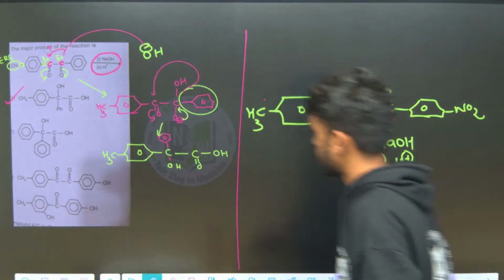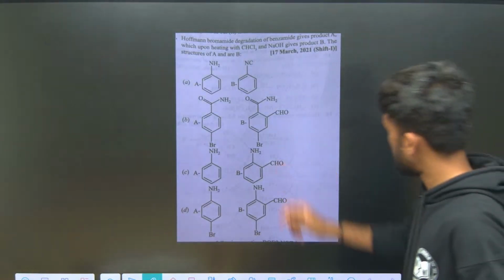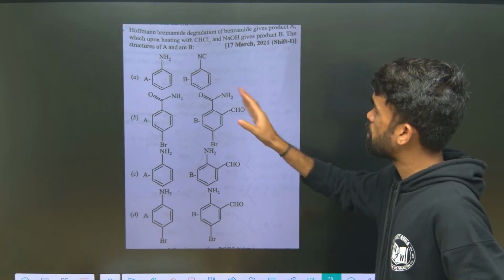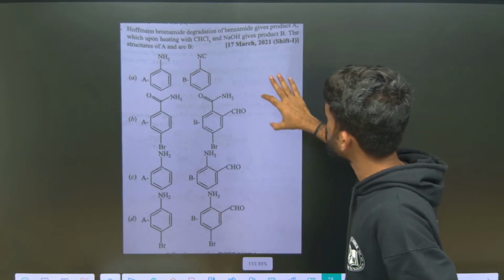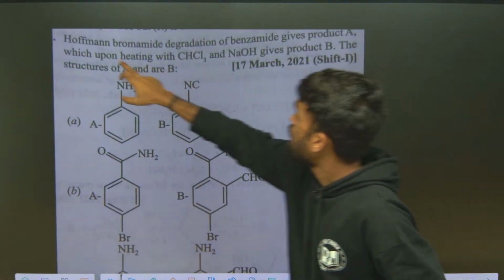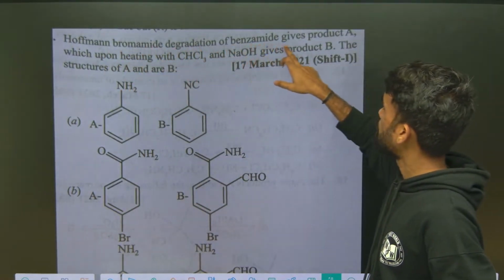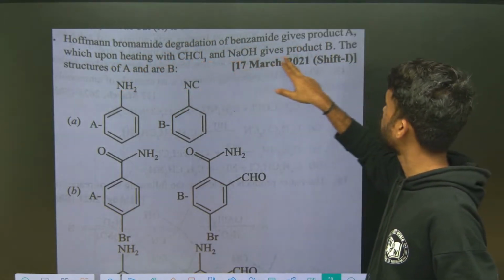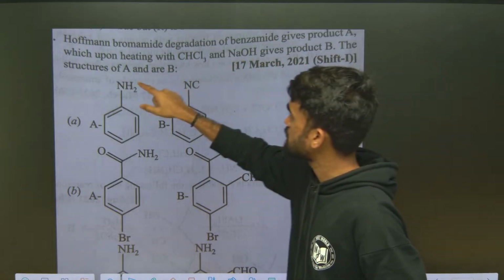Okay, next. Here I have a question based on Hoffmann bromamide degradation. Very easy question, again a JEE Main question. Hoffmann bromamide degradation of benzamide gives product A, which upon heating with chloroform and NaOH gives product B. What are the structures of A and B?